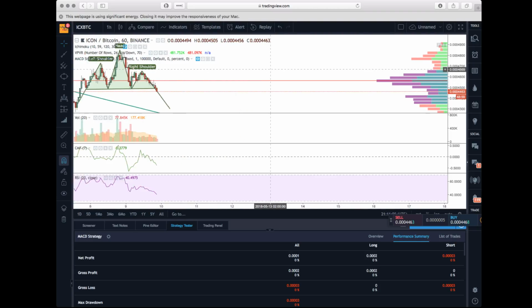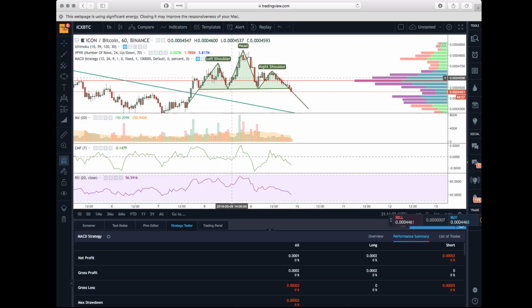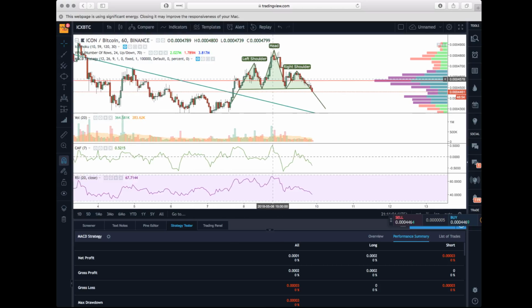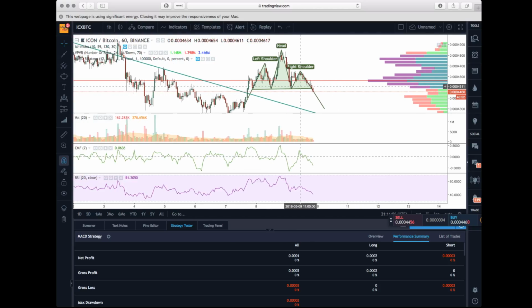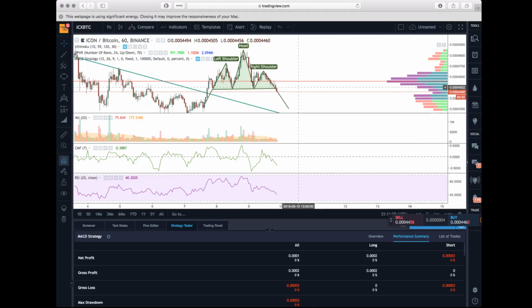A similar sort of thing played out on ZRX the other day. I posted about the first head and shoulders, which played out, and then the second head and shoulders. So there was a small one, a medium size, and then there was a bigger head and shoulders that was forming. So two head and shoulders played out, and then a third larger one was forming.